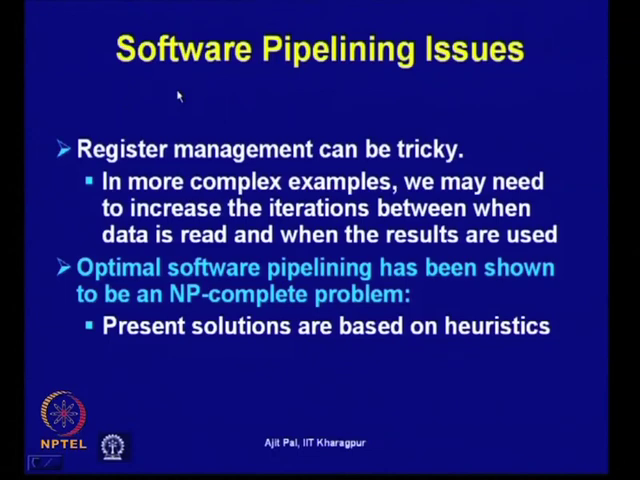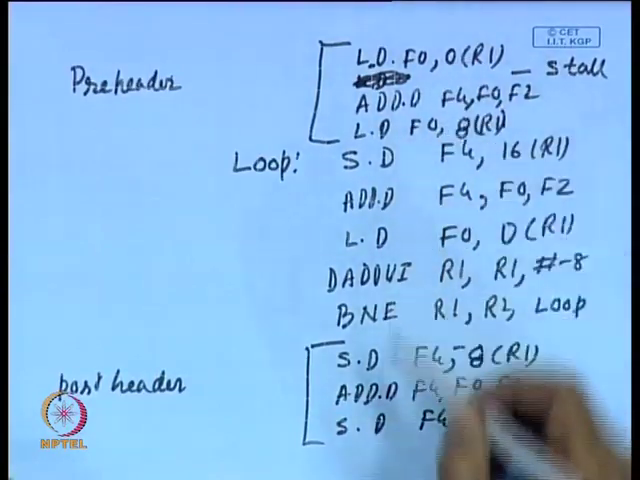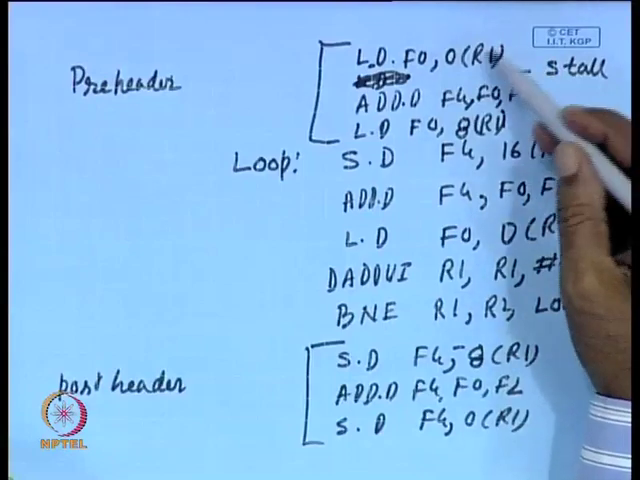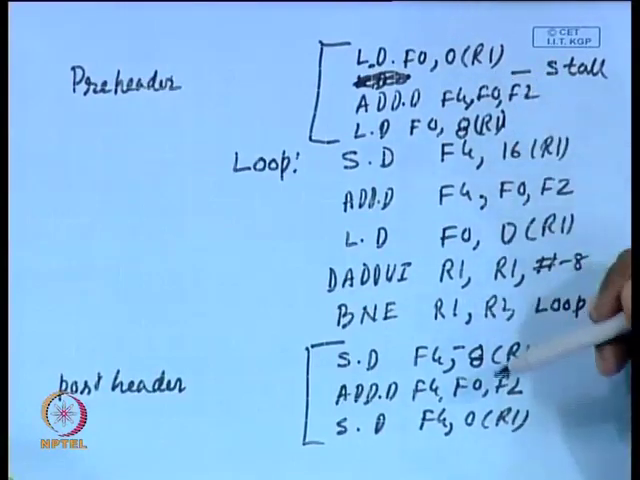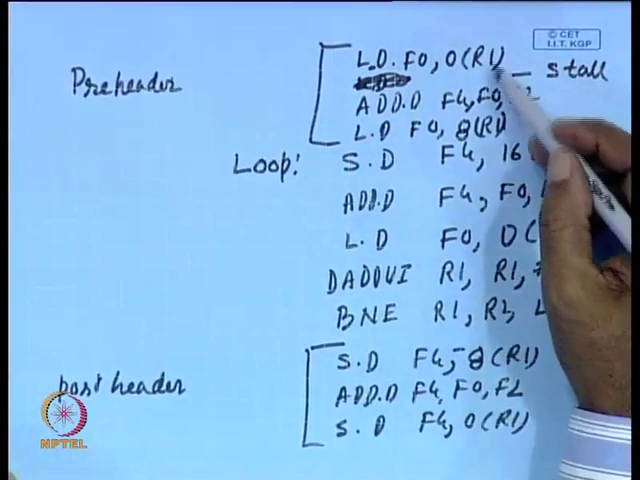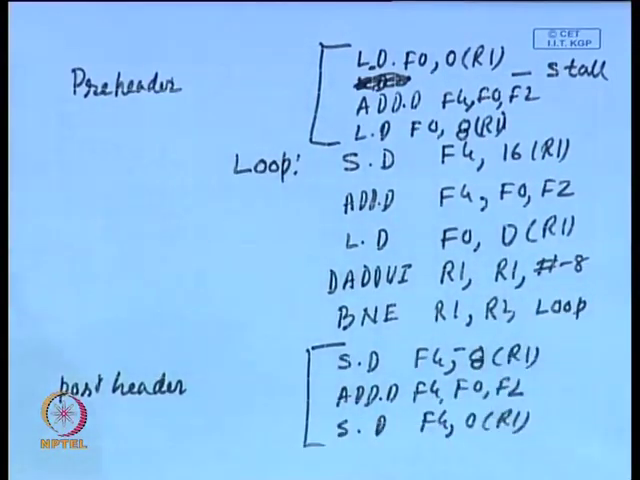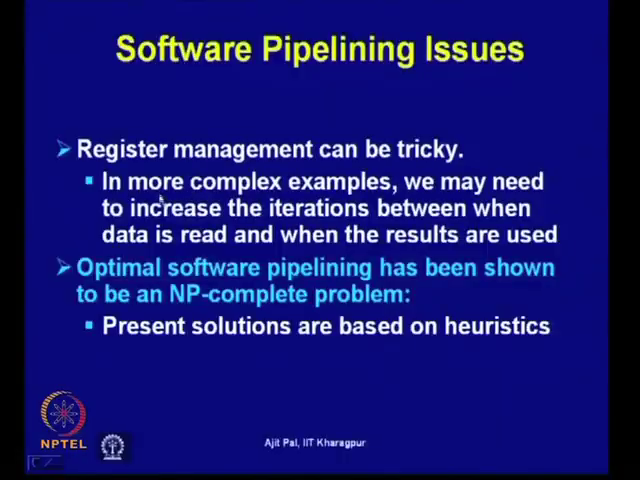Now, let us consider the important issues related to software pipelining. Register management can be tricky. In a more complex example, we may need to increase the iterations between when data is read and when the results are used. If we go back to our problem, in the pre-header part and the post-header part, the register management has to be done properly, such that ultimately the program gives you the correct result. The way I have written it, it may not give you the correct result, because the register management part has not been taken into consideration properly, and that you have to take into consideration.